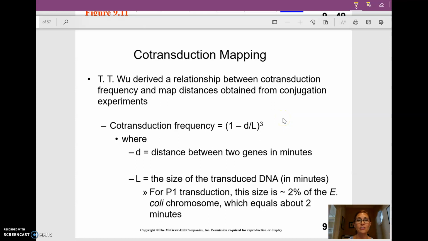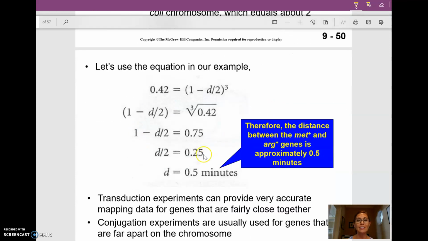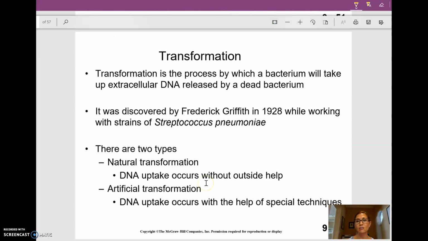Co-transduction is another way to do this. Dr. Wu was the first to come up with the idea of co-transduction, and this is where, basically, you're transducing one strain with another strain's DNA, and based on the amount of time that you allow phage infection to occur, let's say, 5 minutes, 10 minutes, and so forth, you can start mapping information off of chromosomes. You just need to know that you can use transduction in mapping as well as conjugation.